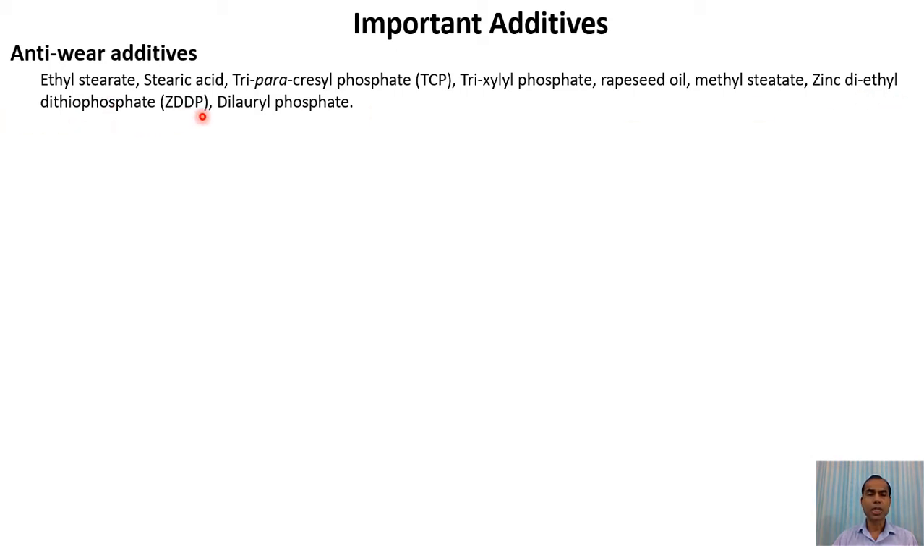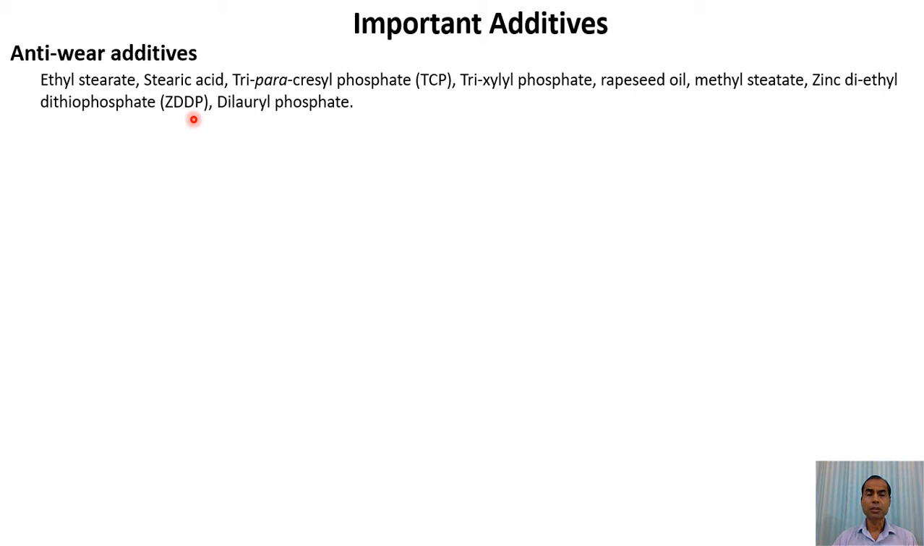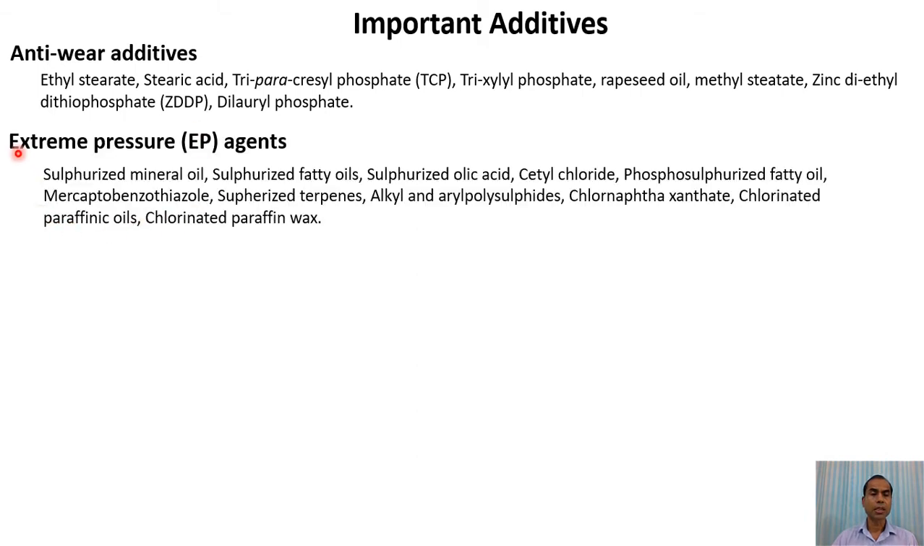ZDDP is actually an organic metal phosphate, and this molecule has high affinity to the steel surface, and under high pressure and temperature it can form a very adhering film on the steel surface, which protects the steel surface from wear, as well as protects against oxidation of the oil, and also acts as a low friction material.